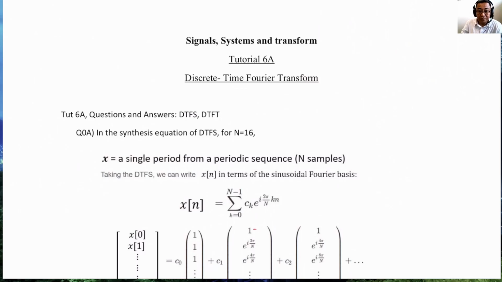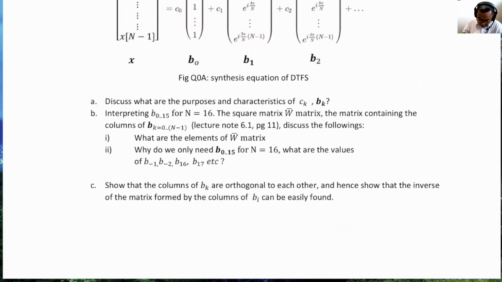This is tutorial 6A, question 0A, part B. In this question, we're asked to interpret what is B0 to B15 for n equals to 16. What is a square matrix W bar? And you can see the discussions here in slide 6.1, page 11.